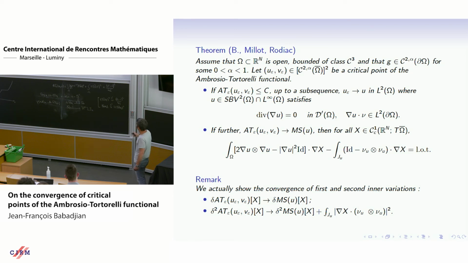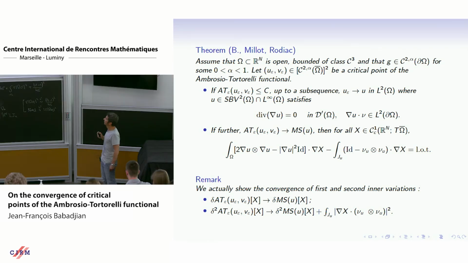So actually, our result is stronger in the sense that we not only prove this, but we prove the convergence of the first inner variation of the Ambrosio-Tortorelli functional to that of the Mumford-Shah functional, as well as the second inner variations that I'm not defining explicitly. And in particular, it tells you that if you start from stable critical points, you end up with stable critical points.